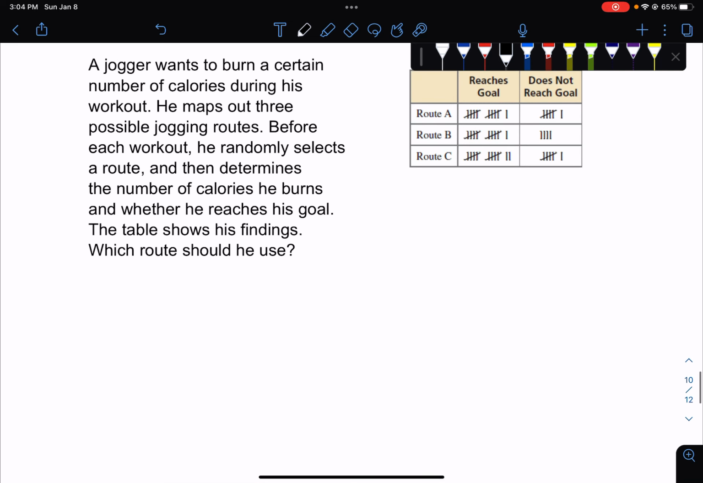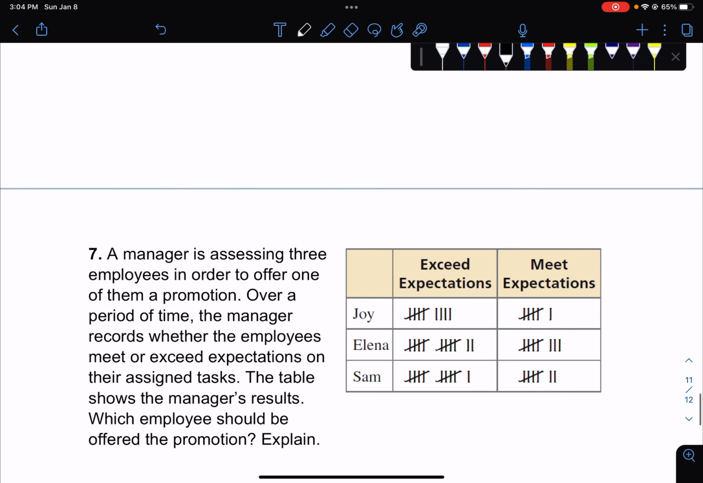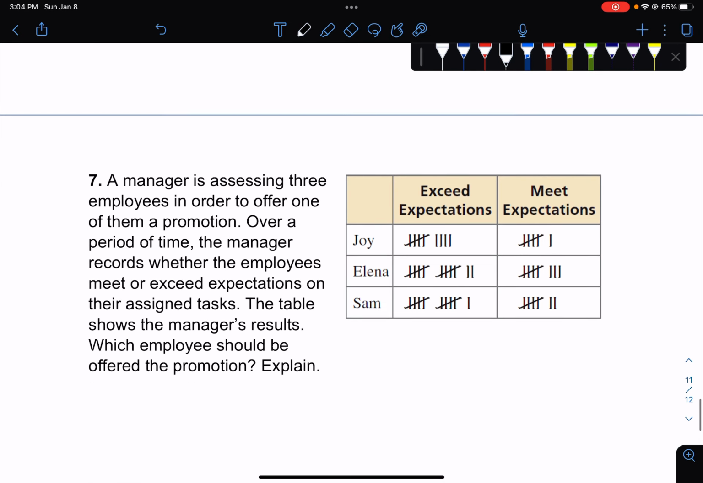Okay, last example. A jogger wants to burn a certain number of calories during his workout. He maps out 3 possible routes. Before each workout, he randomly selects a route and then determines the number of calories he burns. Which route should he use? Is that the example that we want to do? Or do we want to do this one?